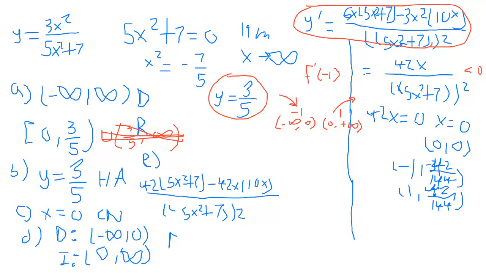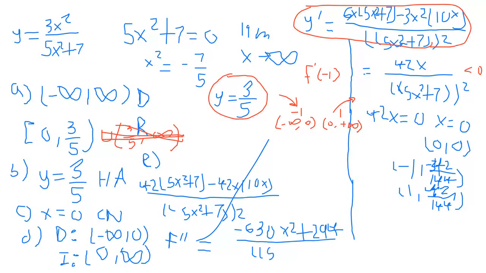And then all of this over the bottom function squared. Just to save time, I'm going to simplify this quickly. When you do all of this math, what you would get is f double prime equal to negative 630x squared plus 294 over the bottom function squared. And all you do here is set this equal to 0. The denominator is never undefined. We're looking for where the top is zero, so we set negative 630x squared plus 294 equal to 0.